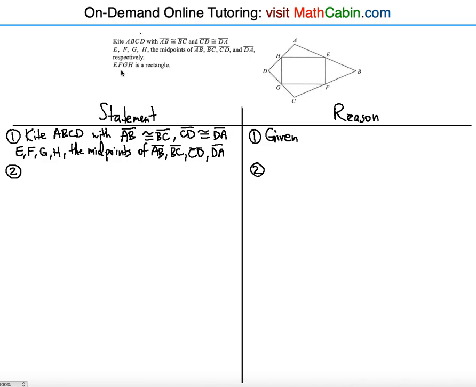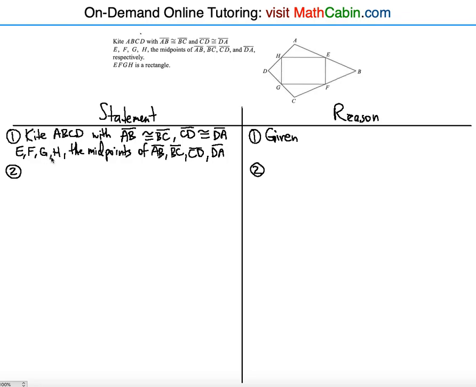Now we have to show that EFGH is a rectangle. The easiest way to do that would be to show that there are four interior right angles. So basically we have to show that HG is perpendicular to HE, and so on. So every pair of adjacent sides is mutually perpendicular. So the first thing to do is to copy down the given statement. We've copied down everything that was given.